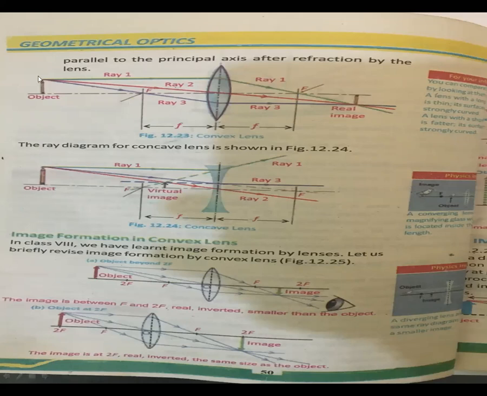The second ray I am considering now is the red one, ray 2. Whenever ray 2 passes through the center of the lens, it will not deviate; it remains undeviated. Whenever a ray of light passes through the center of the lens, it remains undeviated.